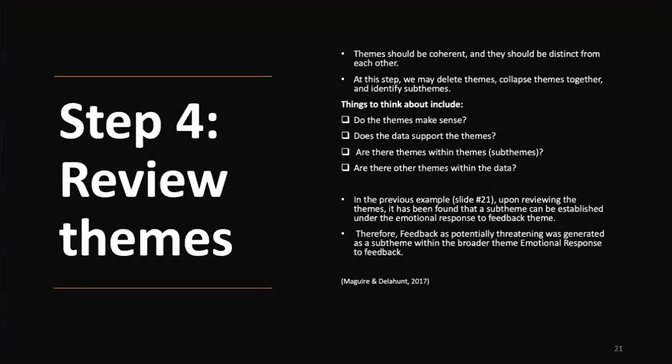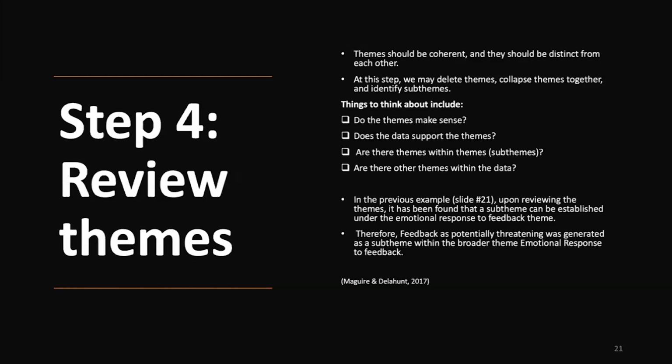And then step 4, which involves reviewing your themes. This is quite important because we know that themes should be coherent and they should be distinct from each other. So at this step, you may delete themes or collapse themes together and identify some sub-themes. So the things that you need to think about in this process, you ask yourself these kinds of questions. Do the themes make sense? Does the data support the themes? Are there themes within themes? That means sub-themes. Are there other themes within the data?